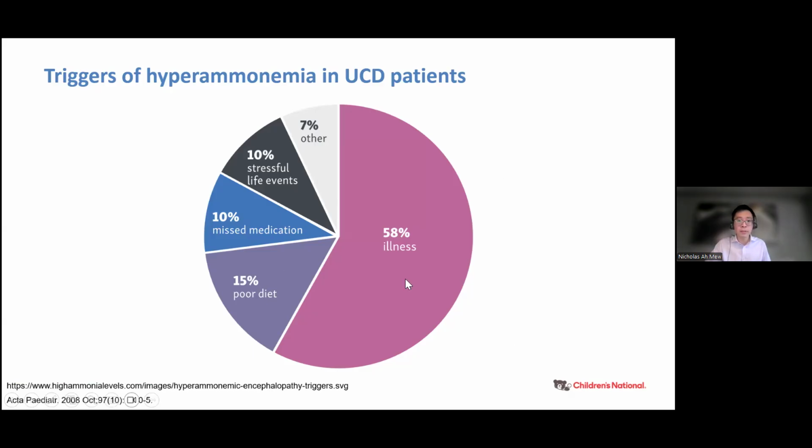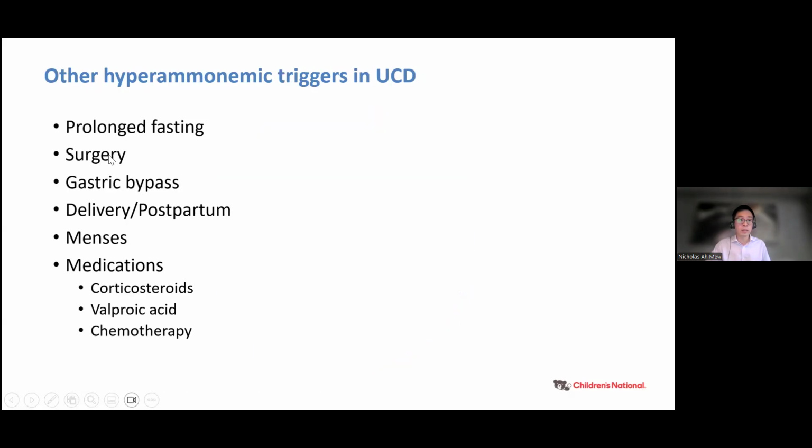These are common triggers of hyperammonemia: illness, poor diet, missed medications, stressful life events. And then there are some other triggers that include prolonged fasting and surgery, as we discussed. Gastric bypass may be a type of surgery that's particularly prone to causing hyperammonemia. Also, unfortunately, the model of care for the peripartum and postpartum period often involves prolonged periods of fasting. So again, a common trigger of hyperammonemia in UCDs.